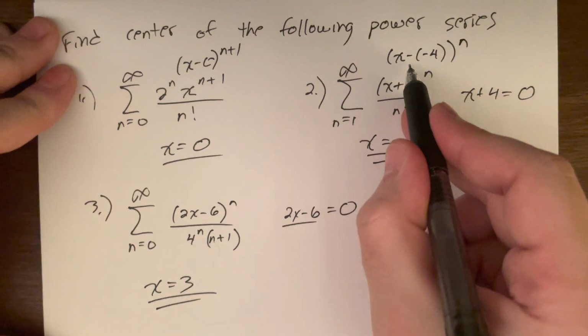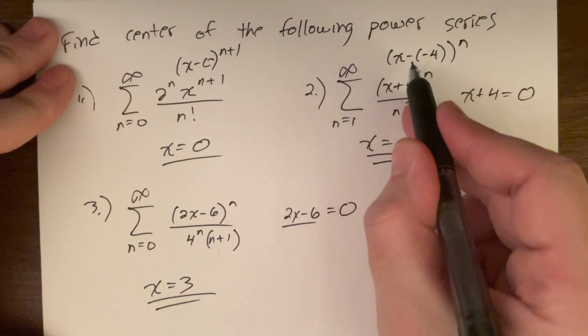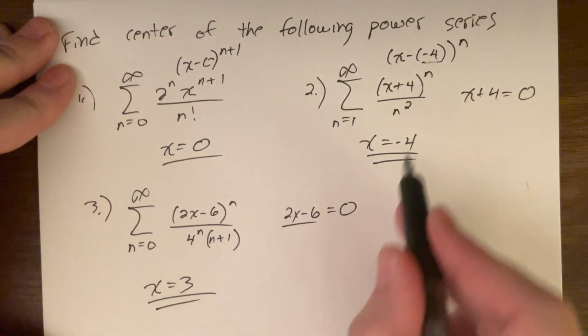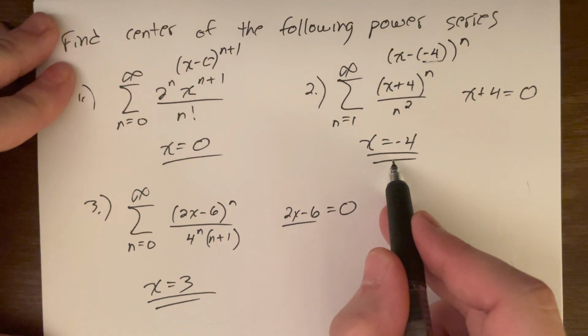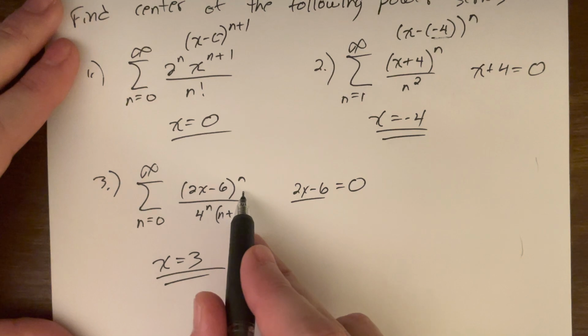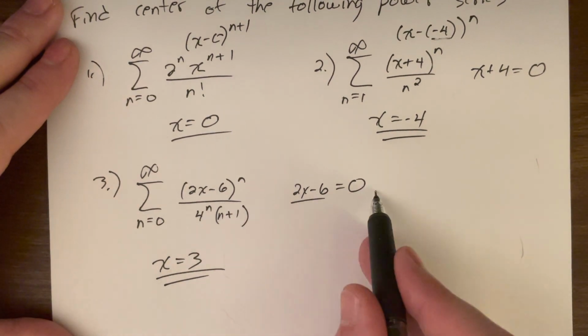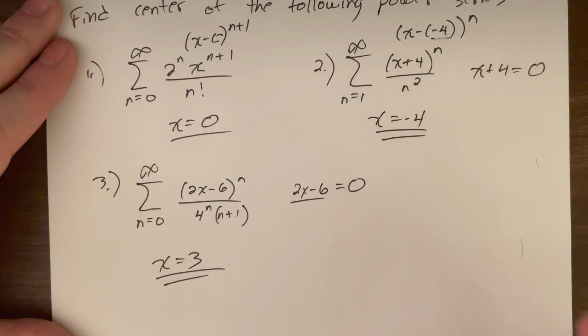You got to make that plus a minus a minus. X minus, and there is your corresponding a. Okay, how about this one? Well, again, setting it equal to 0, not hard. We get x is 3.